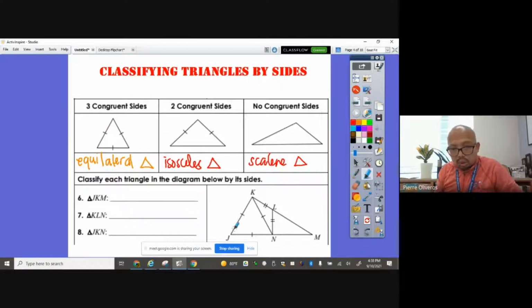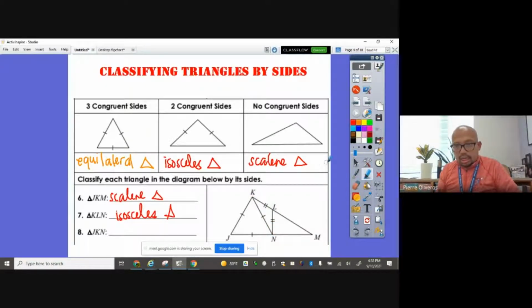Triangle JKM. I have one thick line here. There are two thick lines here, but this is unknown and nothing over here. So this is an example of scalene triangle because there's no equal side on this triangle. KLN. I have here two, and this is one arc. So therefore, there are only two sides that are equal. So this is called isosceles triangle.